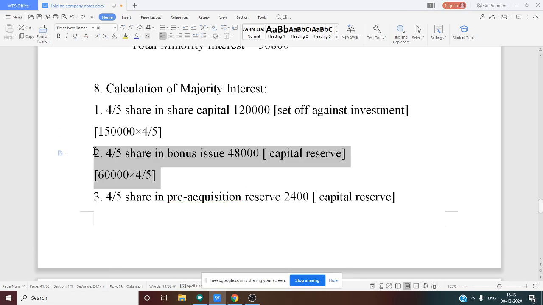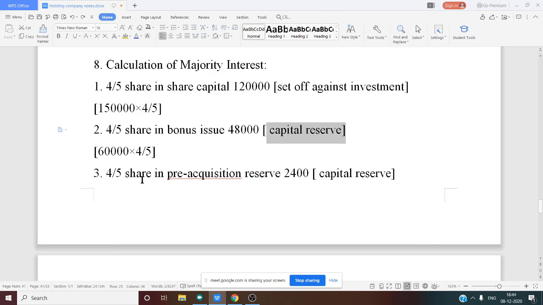Second one, 4 by 5 share in bonus issue. Bonus issue we have shown separately under minority. Similarly, we have to show it separately for majority. So 4 by 5 share in bonus issue, 60,000 into 4 by 5, is 48,000. Again, bonus issue is capital in nature, that is capital reserve. In front of that, you have to write capital reserve.